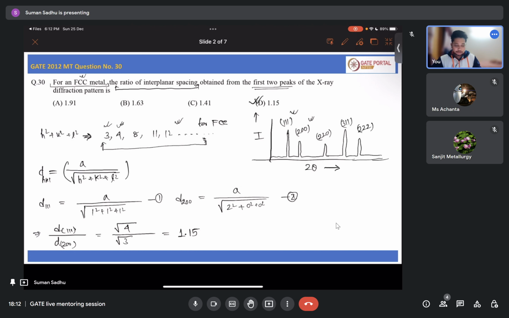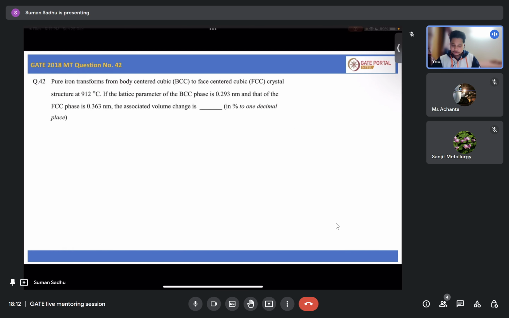Okay. So now let us move to the next question of today. This is question number 42 of GATE 2018 Metallurgical Engineering. The question states that pure iron transforms from body-centered cubic to a face-centered cubic crystal at 912 degrees centigrade. If the lattice parameter of the BCC phase is 0.293 nanometer and that of the FCC phase is 0.363 nanometer, the associated volume change, in percentage to one decimal place, you have to find out.